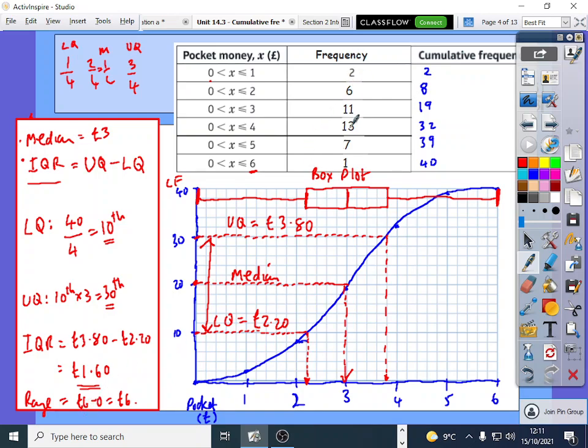The other easy question they ask is, what is the modal class here? The modal class is the most popular, where the majority of the kids are. Actually, can I take that back? You couldn't call that the modal class because it's cumulative frequency. The intervals would have gone between 0 and 1, 1 and 2, 2 and 3, and 3 and 4, so that would have been the modal class. But we'll look into those in a bit more detail.